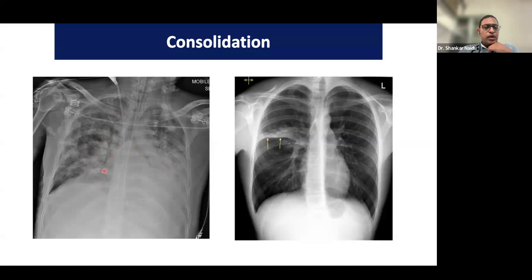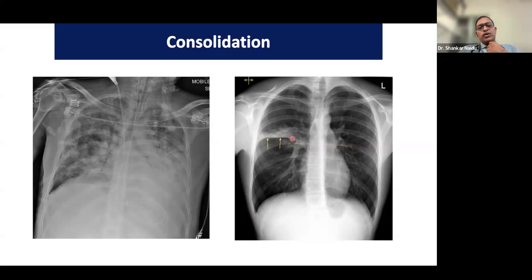So they are appearing as black tubular structures. So this is what we call the air bronchogram sign. If this is present, then it is always indicative of a consolidation. And sometimes consolidation can be very subtle, and might mask some other finding.